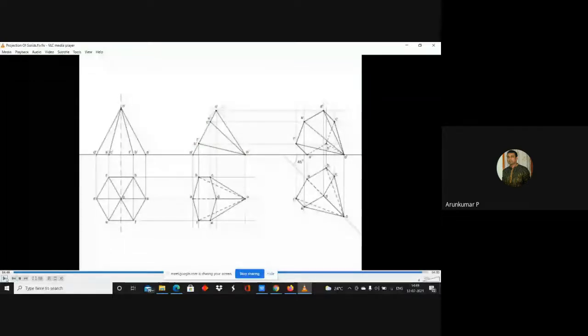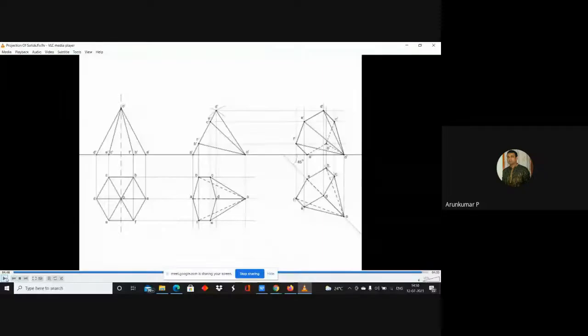Okay, so hexagonal pyramid resting on HP. Then inclined to HP, you can say, or one of the lateral edges is on HP. And then that lateral edge is inclined to VP. How it's going to look like for all these 3 steps. You have to draw the front view and the top view. This is the solution. This is how it will typically look like.